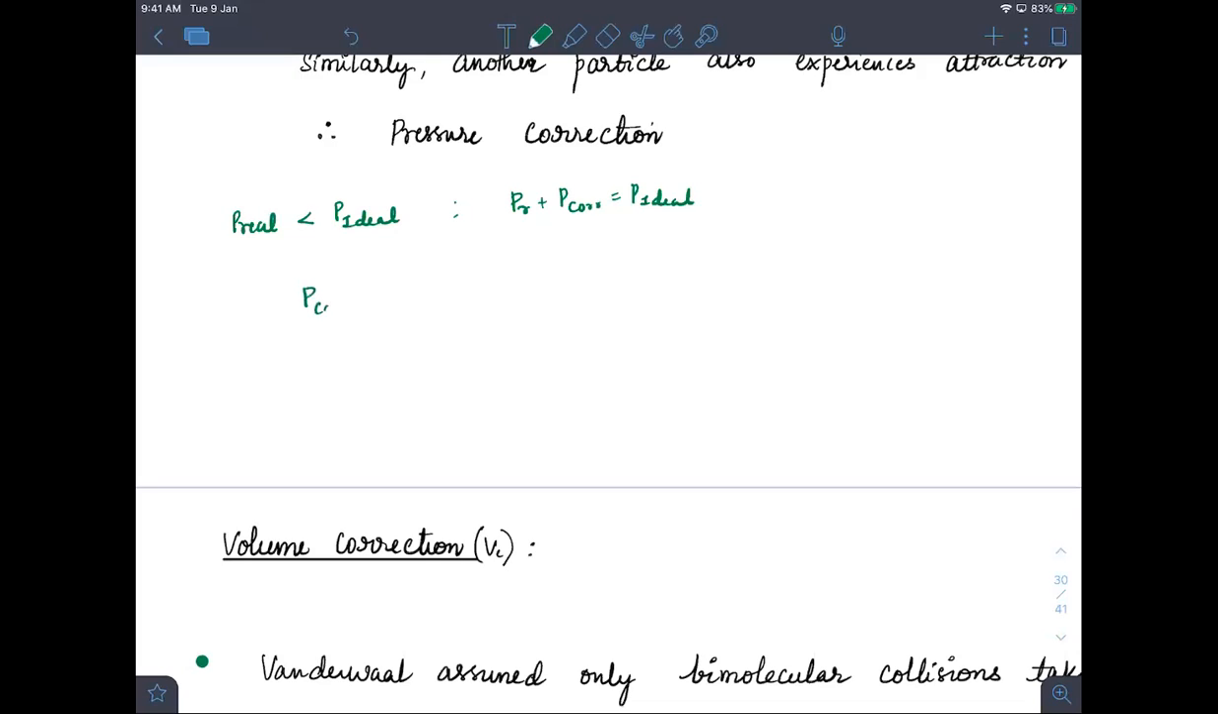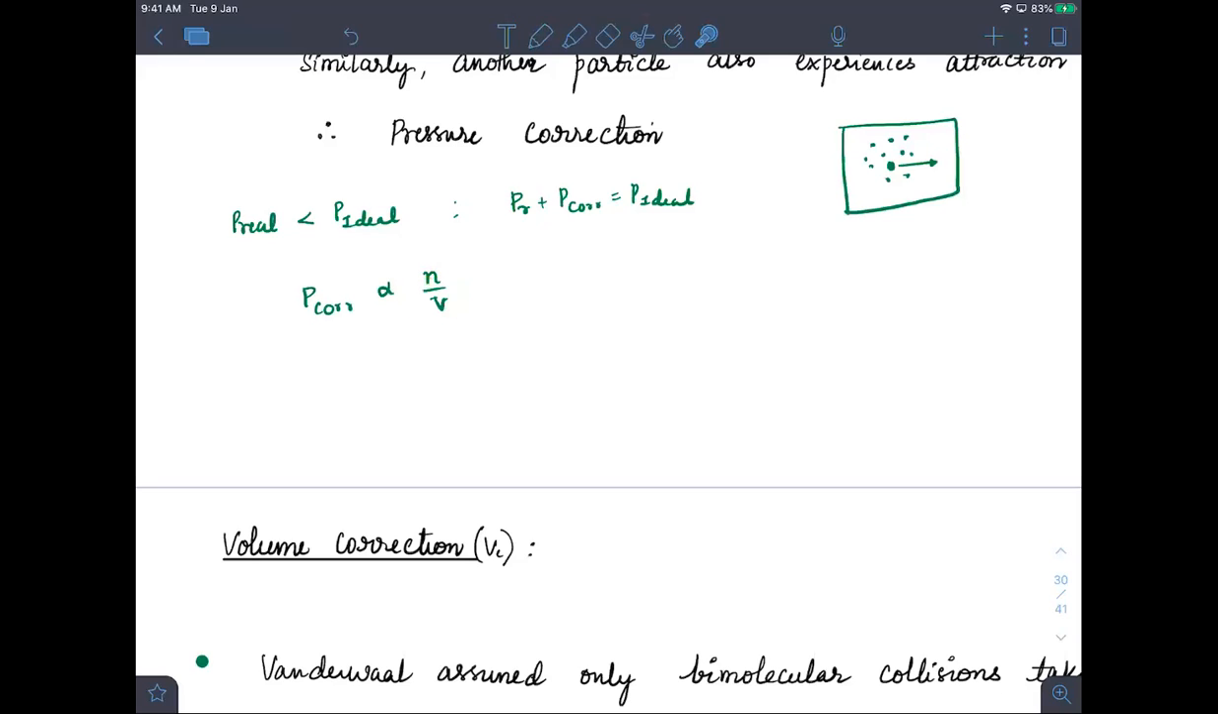Now, if you observe, this correction factor depends mainly on the molar density, because a particle from here is moving towards the walls of the container, but there are a certain number of molecules per unit volume which are attracting it, because of which its speed has decreased. So the more the number of moles per unit volume, the more will be the attraction, the less will be the speed, and the less will be the pressure applied on the walls of the container.